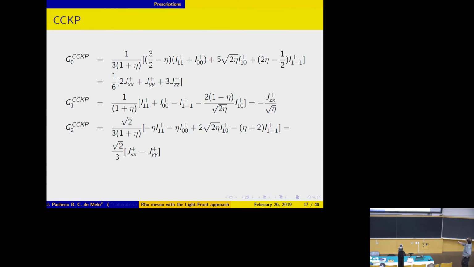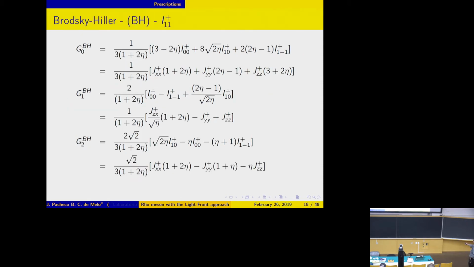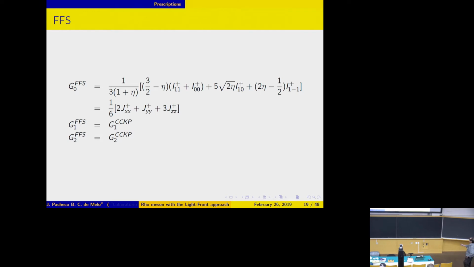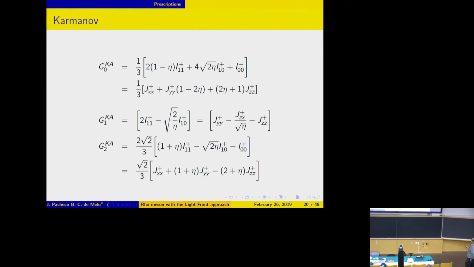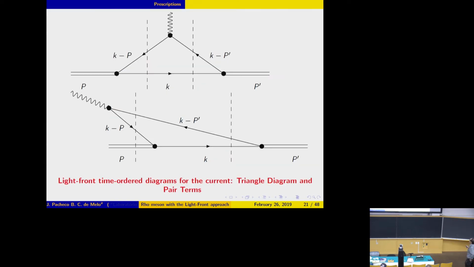0-0 is here for Koster, Keister, Polizou, Chung. 0-0 is here. You see, it's important. And also in Brodsky-Hiller, 0-0 is here. And for Frederick Frankfurt-Strikman only the charge form factors are different. The other is the same for Chung and Polizou. And Karmanov also, 0-0 is here. That is important for all form factors.